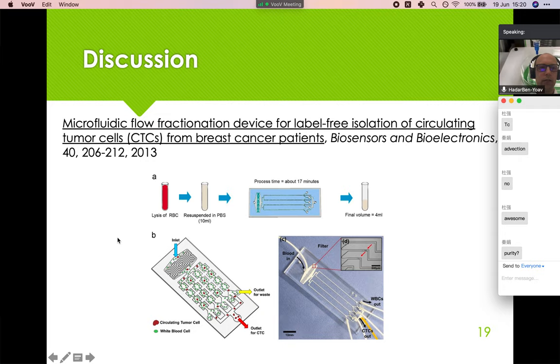So another challenge is that CTCs are present in a very low concentration in the blood. So if we want to catch them, we need to flow a large volume of blood. Eventually in this microfluidics, we need to flow a large volume of blood to get enough CTCs in the outlet to be recognized, to be accumulated.